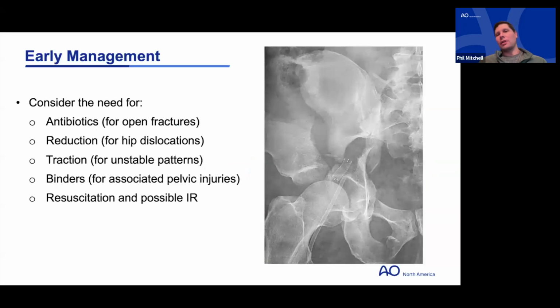So early management, things that you want to consider: antibiotics for open fractures. You want to reduce hip dislocations. For those hips that are unstable, that may not stay in the socket, you want to consider traction. That may be dependent on your institution. If they've got pelvic ring injuries, you may want to apply a binder. And then there may be situations, we may show a few later, where resuscitation is going to be critically important, and interventional radiology may even be in play.